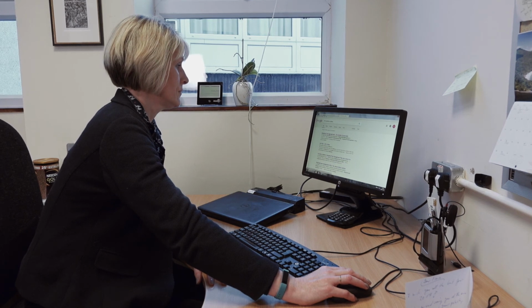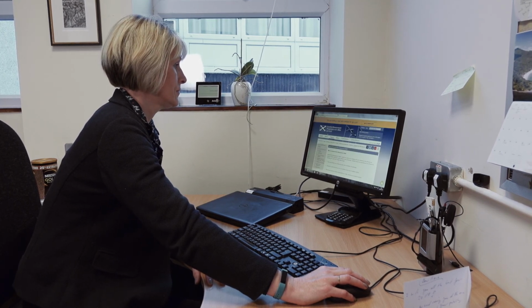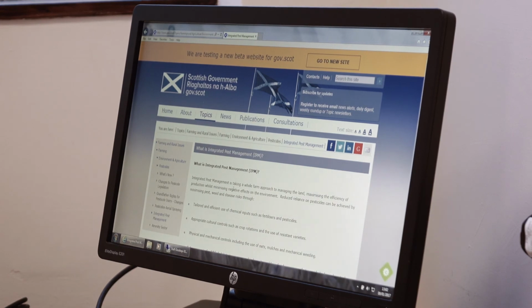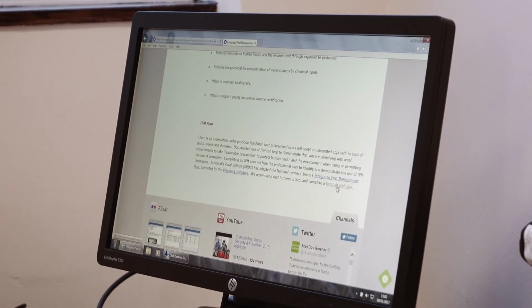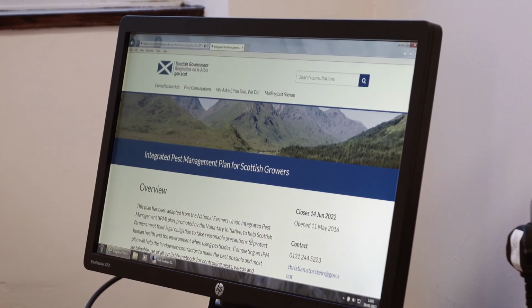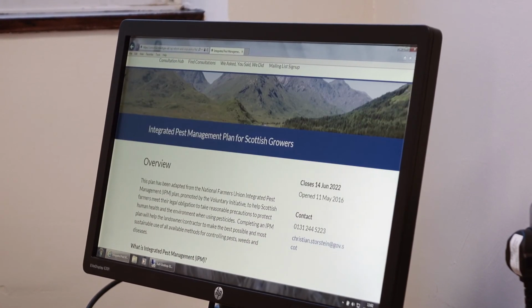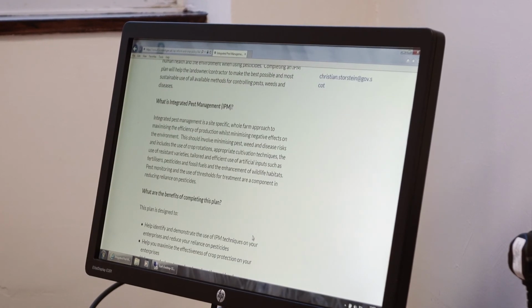A good first step for farmers to engage with integrated pest management is to look at the Scottish Government's online pest management plan, which we've worked on together with the Voluntary Initiative. So that provides background on what IPM is, the measures that farmers are already undertaking, and gives ideas of what they could pick up and do more of in the future. And they should be able to tailor that to their own situation, so it's well worth a look.